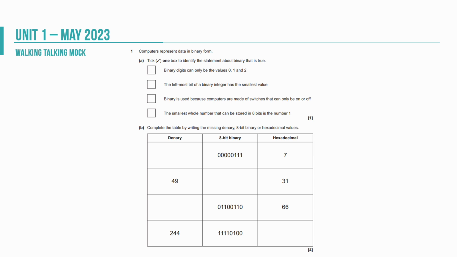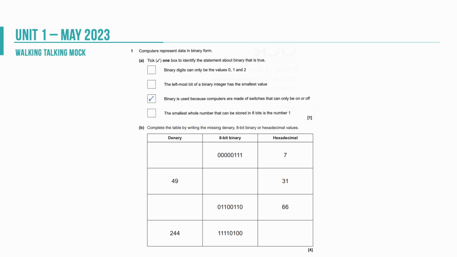That's not correct. So we know that when you start labeling binary numbers, you always go from right to left. That's the same with our numbers. If you look at the number 101, it's the right-hand digit that's got the smallest value. Binary is used because computers are made up of switches that can be only on or off. Now that one sounds like a winner. So the correct answer for number 1 is going to be that answer there.